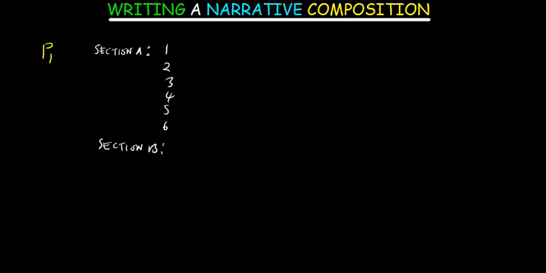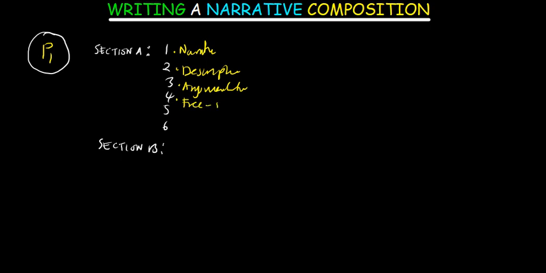Out of these 6 questions, the whole of paper 1 is about composition. So you are going to have different questions. You can have a narration, a description, you can have an argumentative composition. At times, you are also going to find just a freestyle writing. For example, they just say, write about a traditional ceremony or something like that.